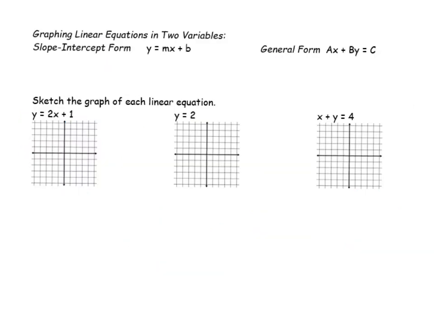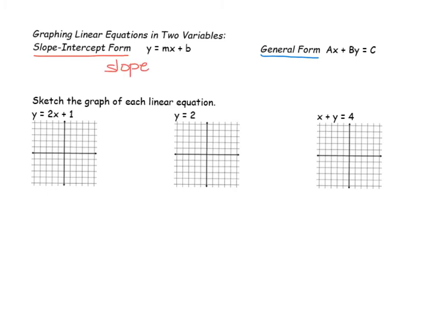When graphing linear equations in two variables, we want to try to be as efficient as possible. You'll typically be given a linear function in one of two forms. What's called slope-intercept form, and that would be the most common for us, but we've also seen equations in what's called general form for a linear equation with two variables.